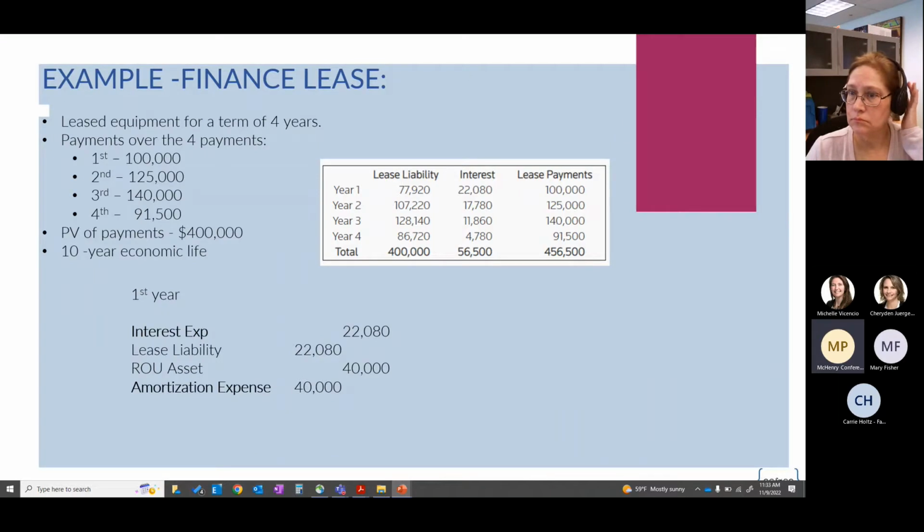But the lease expense is $22,080. So we are going to record the lease expense and then increase the liability for the 22,000. And then there's the amortization. So going back again, since this is a finance lease, we are going to amortize that $400,000 over the 10 years. So that's $40,000 a year. And so you'll reduce the asset by the 40,000 and then the amortization expense will be 40,000.